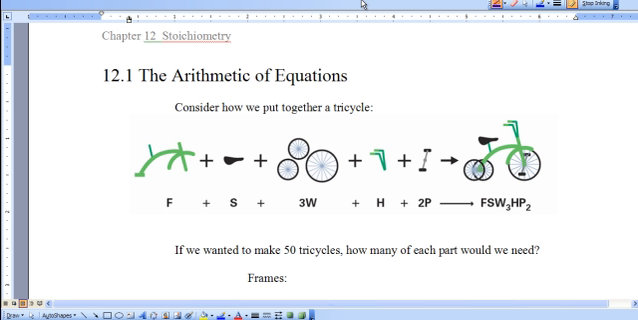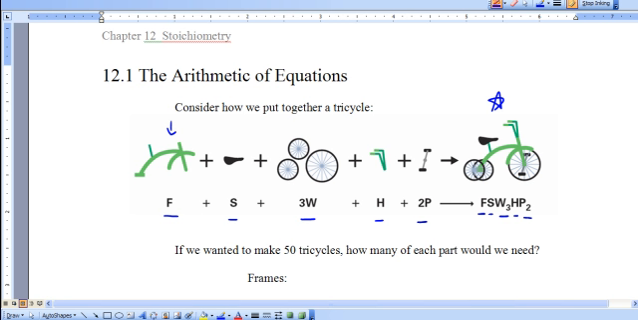And so let's consider how we put together a tricycle in this first example. If you look at this being your final product right here, how do you get to that final product? Well, you need one frame. This is a frame right here. You need one seat. You actually need three wheels, one set of handlebars, and two pedals to make your tricycle. And so if you notice, you have your one frame, your one seat, your three wheels, your one handlebar, and your two pedals in our hypothetical formula here for our tricycle.